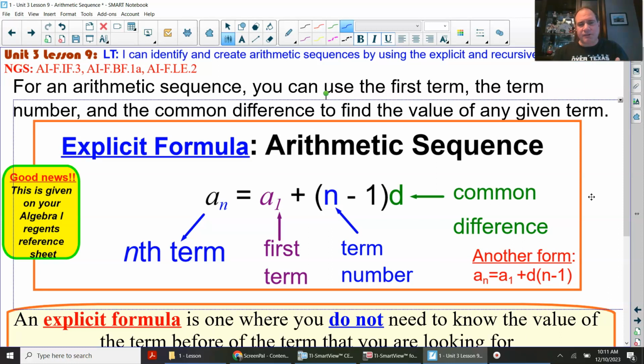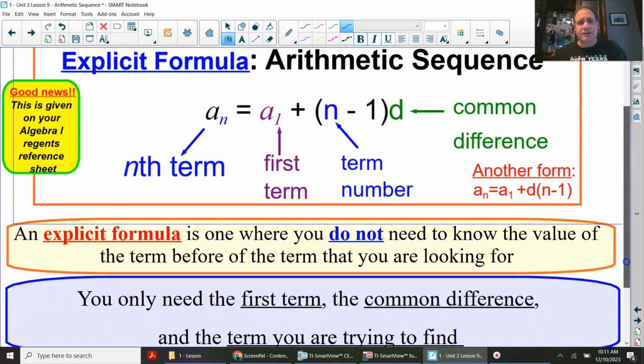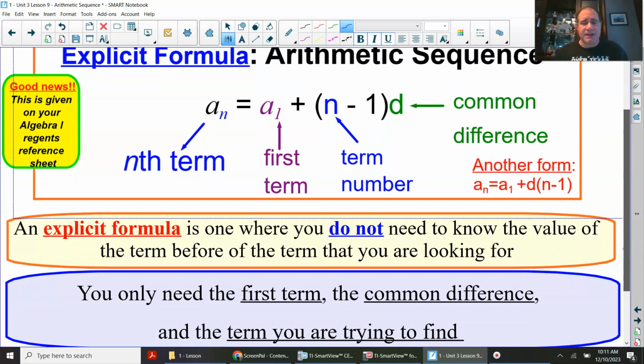And this is the other form here. This is the arithmetic sequence that I gave you. This is the nth term. This is the first term, a sub 1. This is the term number that you're looking for, minus 1, and then times the common difference. Another way to write this is a sub n equals a sub 1 plus d times n minus 1. The only difference is that the d is taken and put into the front of the parentheses in that n minus 1.